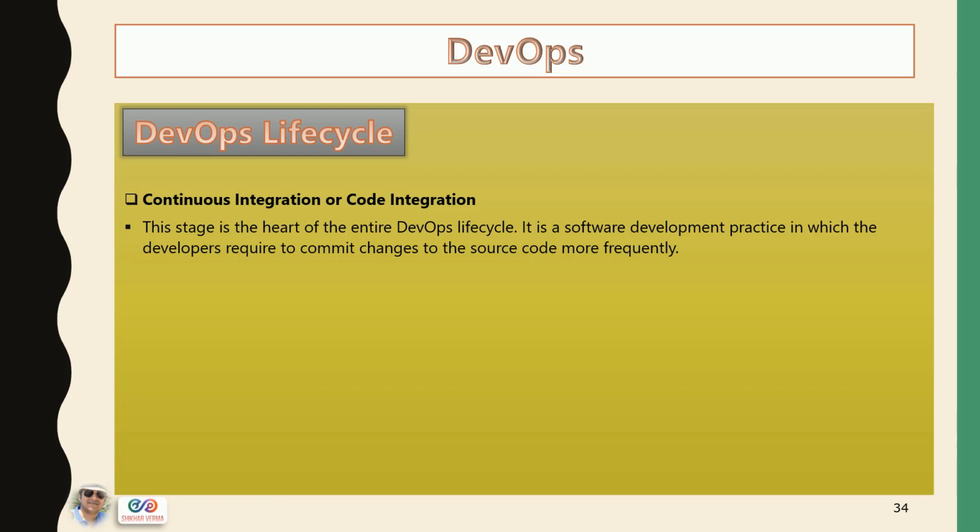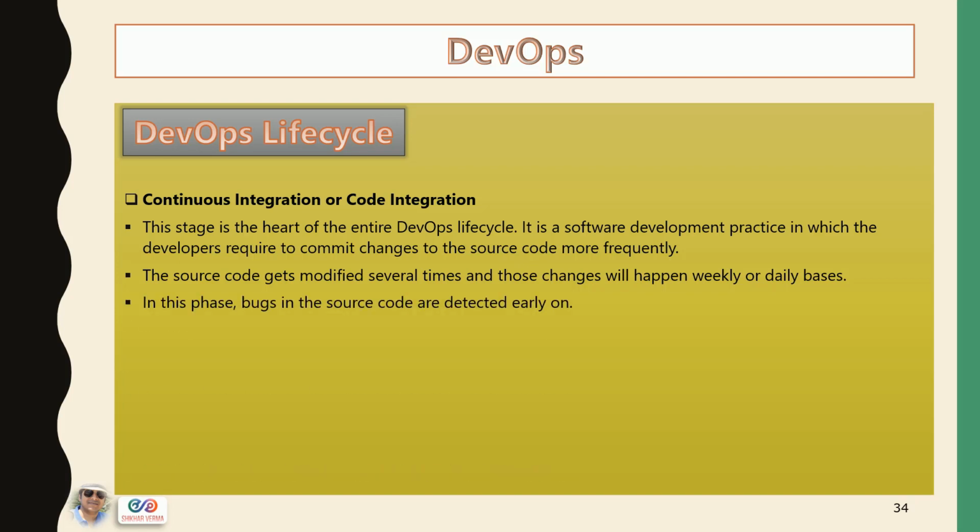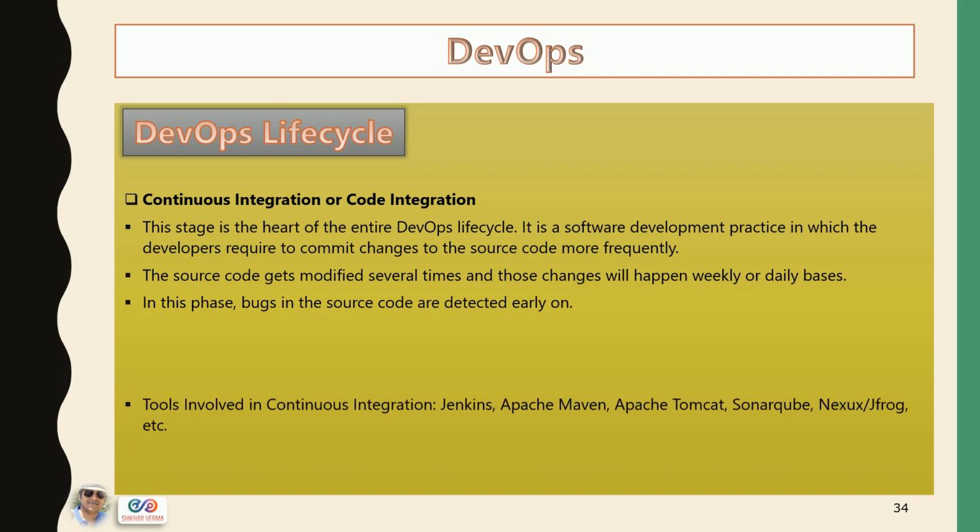It is a software development practice in which developers are required to commit changes to the source code more frequently. The source code gets modified several times, and those changes happen on a weekly or daily basis. So in this phase, bugs in the source code are detected early on, or new code is generated that brings more functionality to the application.